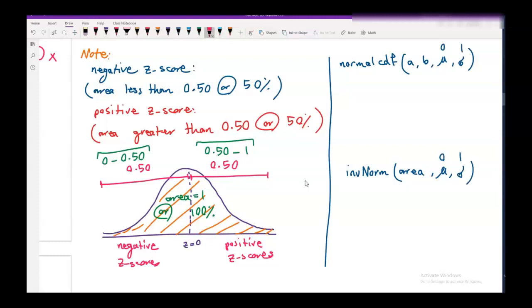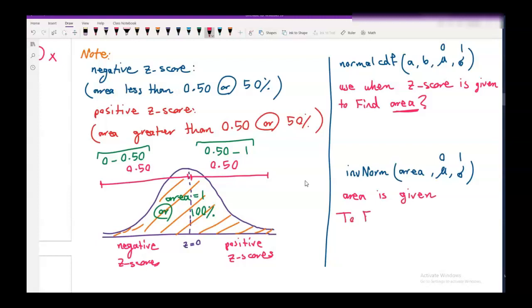Use normal CDF when the z-score is given and we are asked to find the area. For inverse norm, the area is given, so use this one to find the z-score.